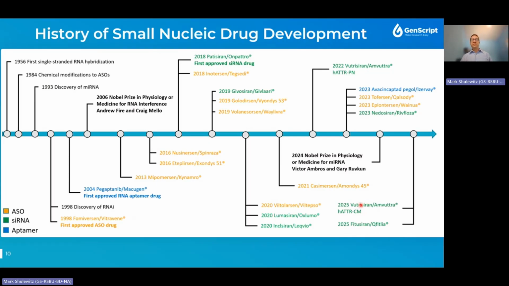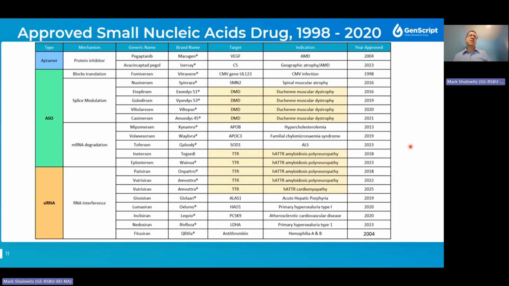The table organizes small nucleic acid drugs based on their type, the mechanism, and the target. So the first 2 aptamer drugs are on the top. Both function by binding and inhibiting their protein target, much like a small molecule drug. Next down the table, we have antisense oligos. So Vitravene, the first antisense oligo to be approved, functions by blocking translation. However, it's the only one that functions by this mechanism.